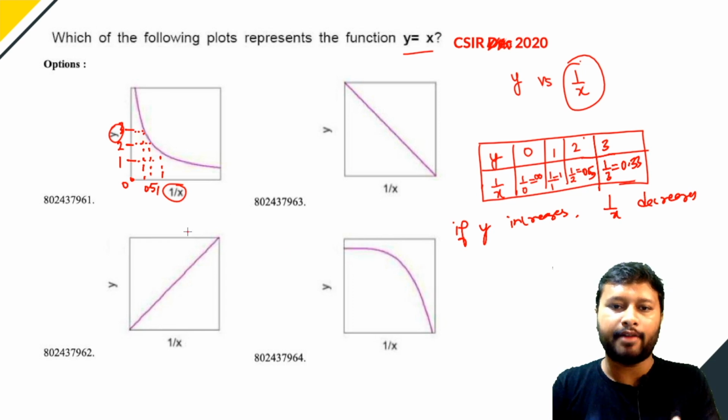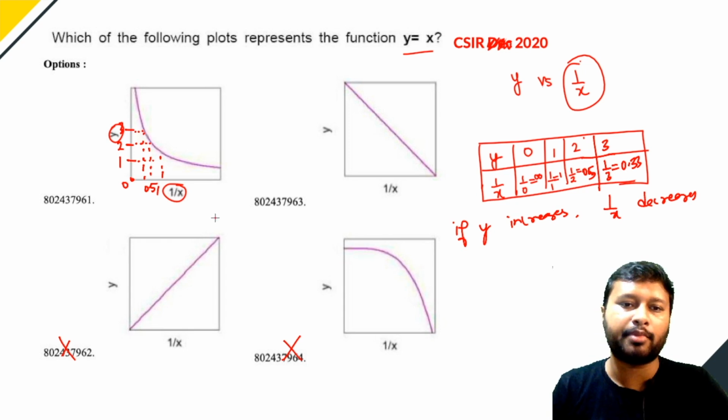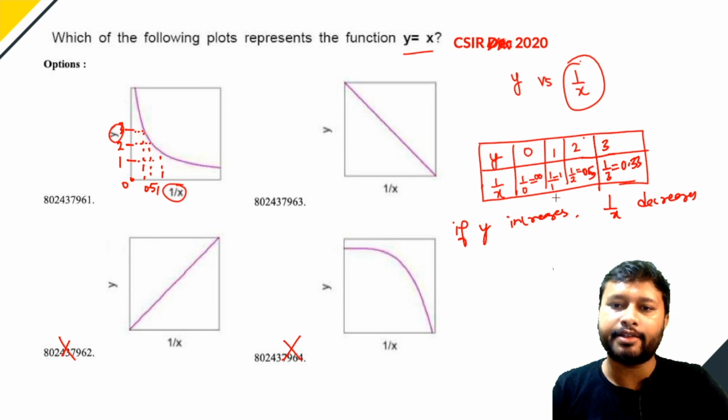So there are two graphs in which on increasing the value of y, 1 by x is decreasing, and these are graph number 1 and 2. The other graphs like C cannot be the answer, because here on increasing y, 1 by x is also increasing. So it's a linear relationship, which is not over here. Over here y is constant and 1 by x is changing, so that also is not going to happen.